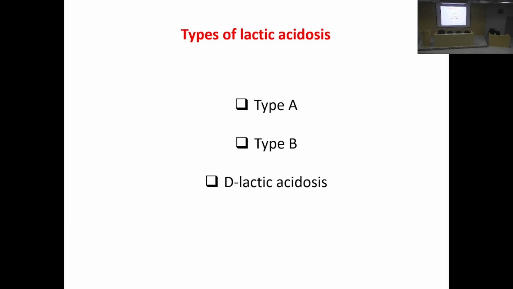So now we're going to talk about the different types of lactic acidosis. We have three types: type A, type B, and D-lactic acidosis. You have to know that lactic acid exists as two stereoisomers: L-lactate and D-lactate. Usually type A and type B are accumulation of L-lactate, and the D type is accumulation of D-lactate. The L types are more common. However, D-lactic acidosis is rare and uncommon.